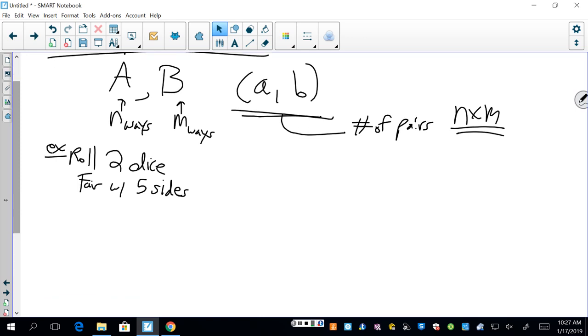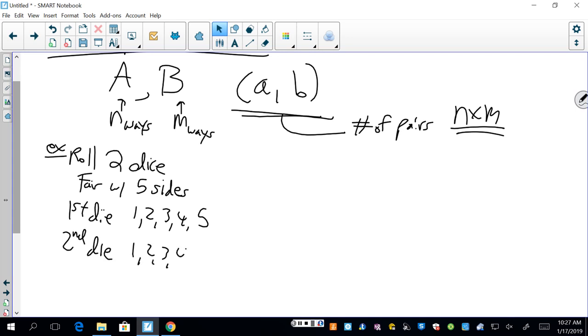And so on the first die, you can get the numbers 1, 2, 3, 4, up to 5. On the second one, you can also get those numbers. And so if we record what comes on the first one and the second one, we record those two numbers. So how many possible outcomes are there totally?